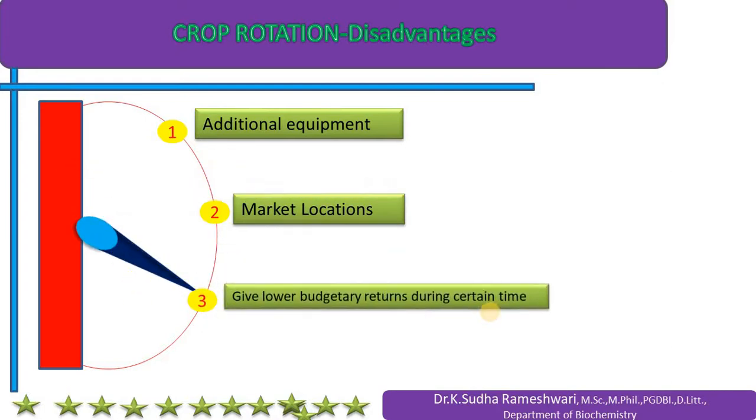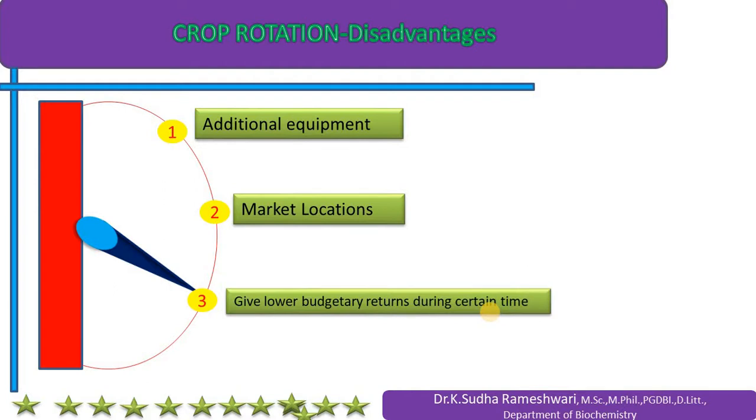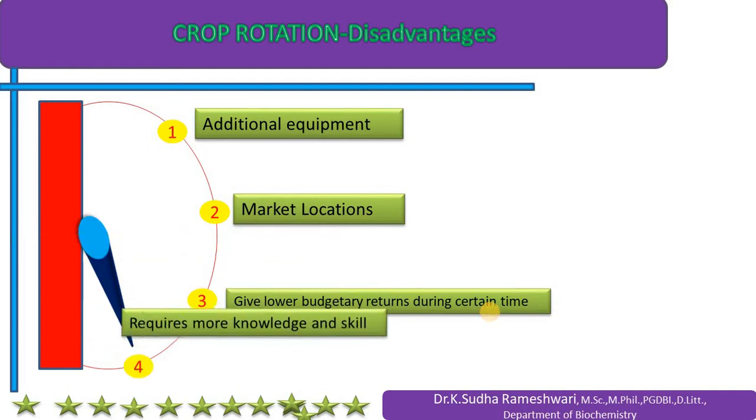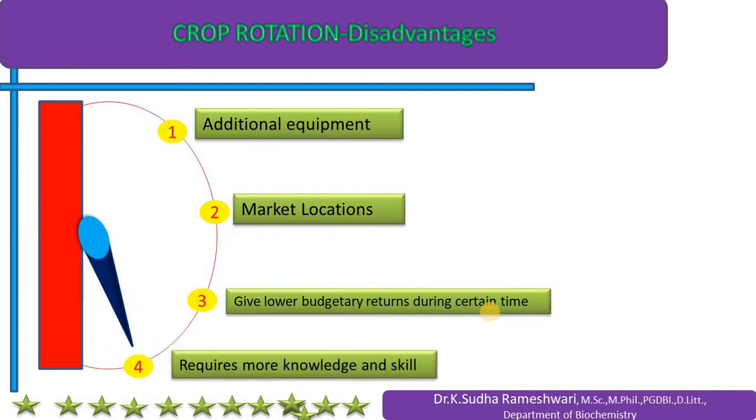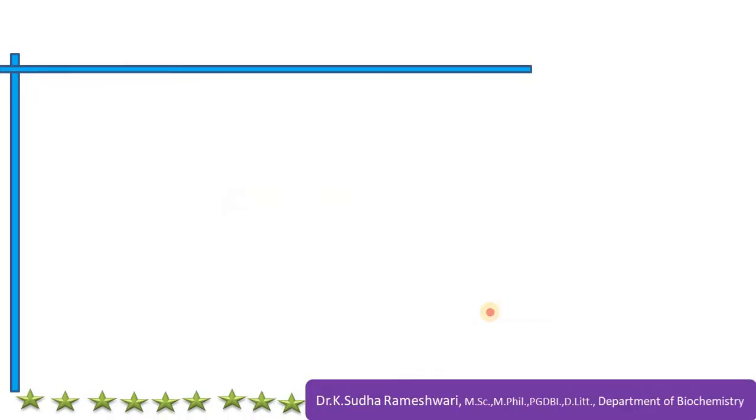it can give low financial returns during certain times. You cannot put your most valuable crops on your best fields each year, so you will not benefit as much during periods when you are growing a crop that has a lower market value. Fourth one, it requires more knowledge and skill. Agriculturists will need to contribute more time and resources in learning and mastering this agrarian practice. So that's all about the disadvantages.